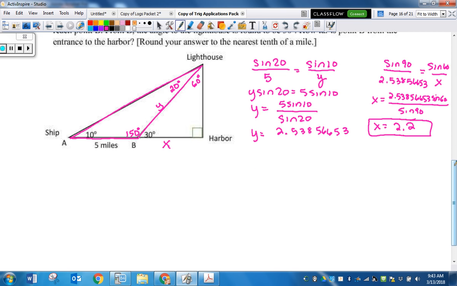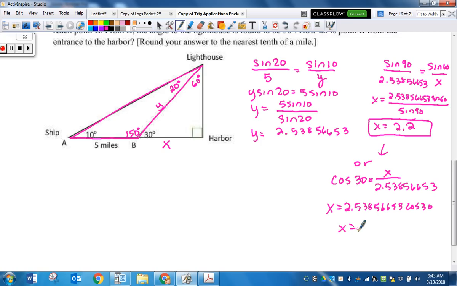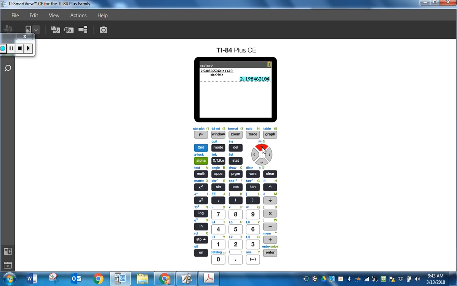All right, again, that's law of sines. Could I have done other things? Yes. I want x. Since it's a right triangle, cosine of 30 equals x over my 2.5385663. I don't care which way you do it. So then x equals 2.5385663 times the cosine of 30, and that should also give me my 2.2. So go back to my calculator and get my 2.2 value.